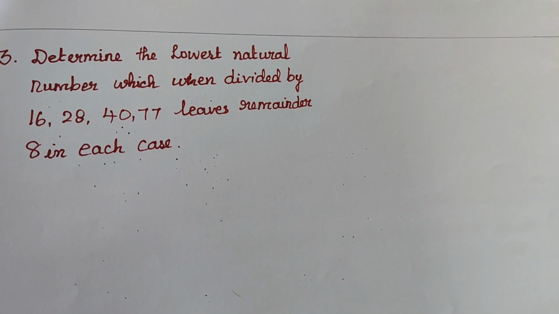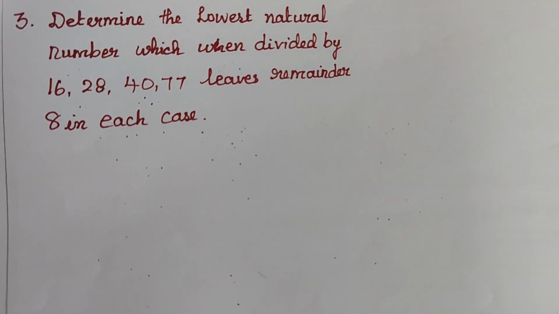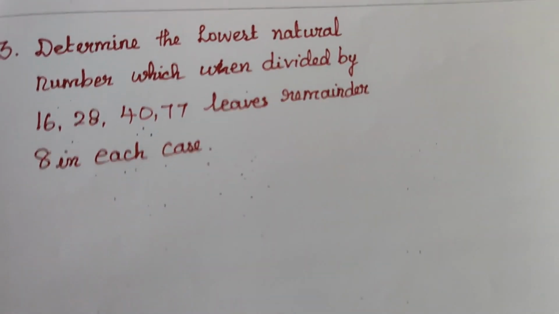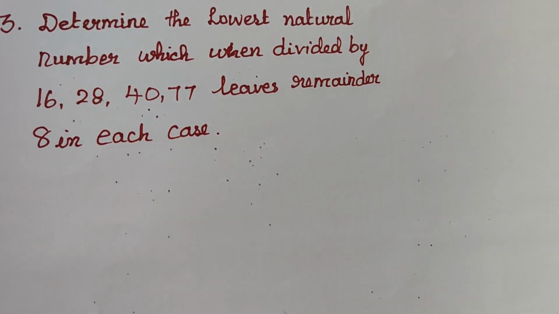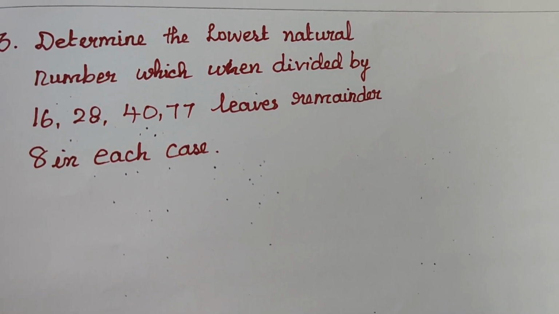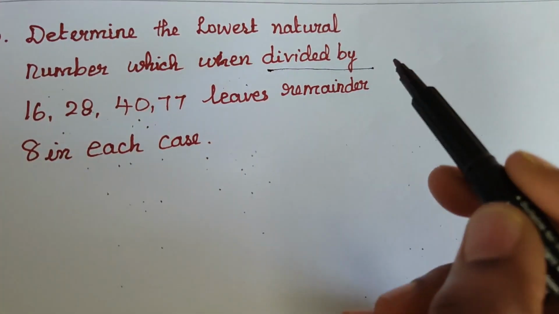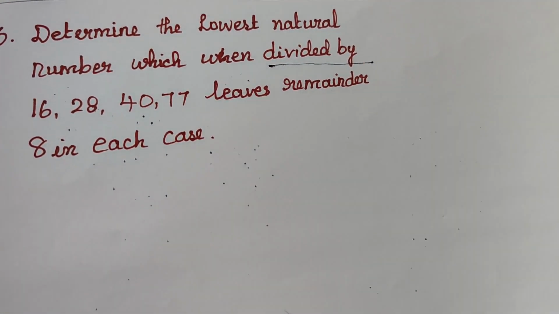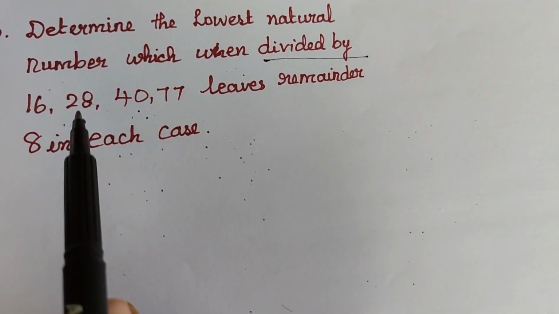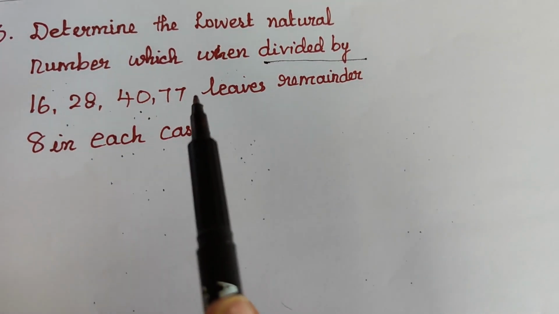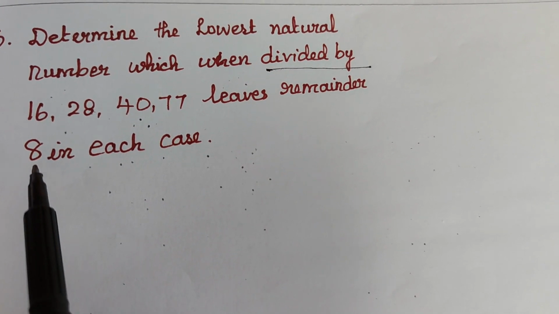Determine the lowest natural number which when divided by 16, 28, 40 and 77 leaves remainder 8 in each case. So we are going to take a number, and that number when divided by 16, or divided by 28, or divided by 40, or divided by 77, in all these cases you get remainder 8.